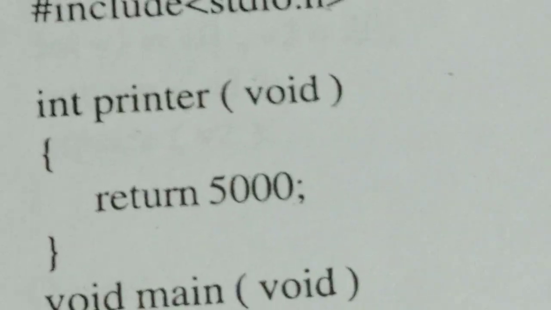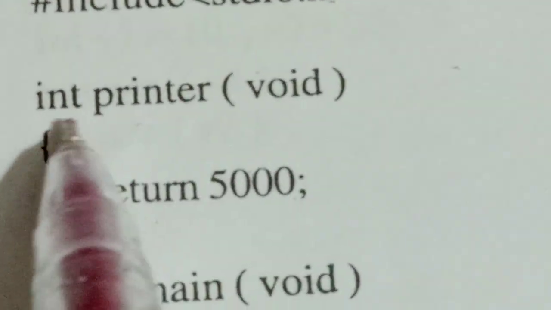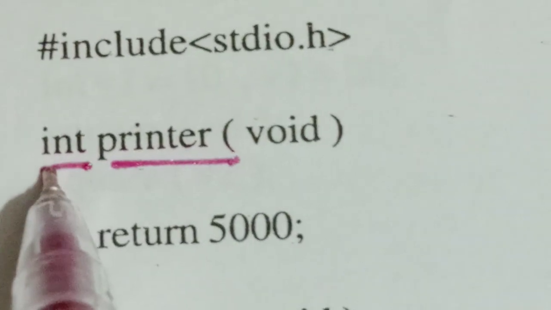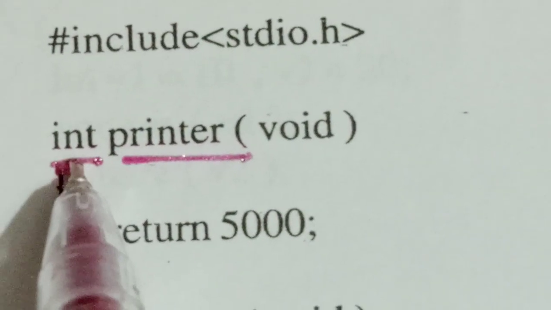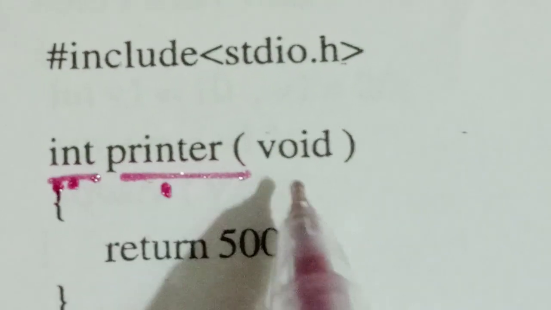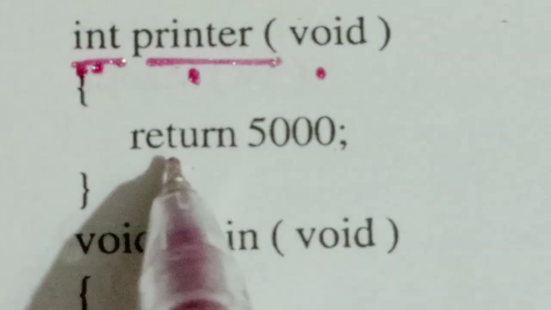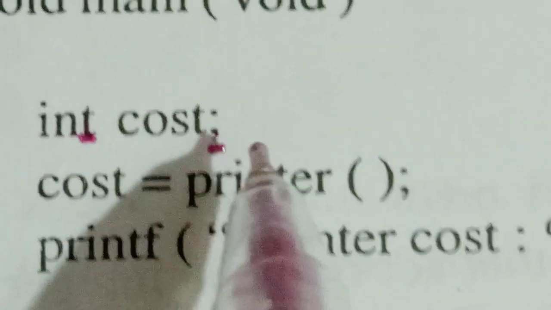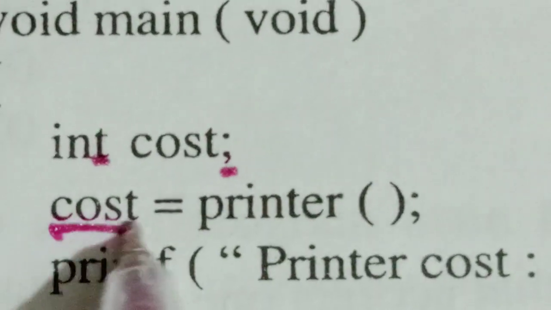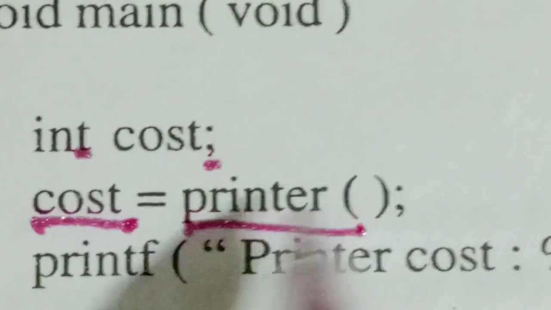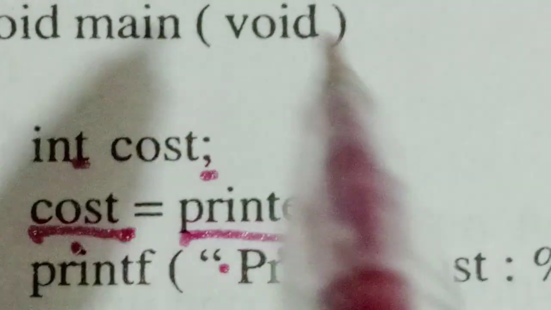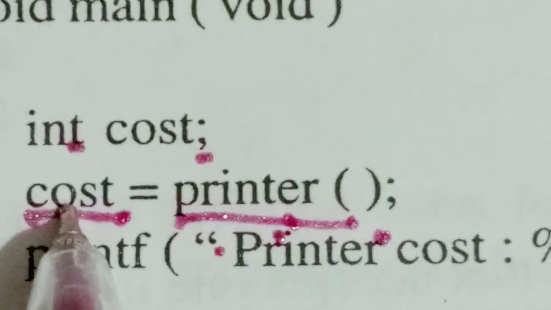Now this is the program. Here we are writing a function of type integer, that is, this function is returning an integer value. int printer void, we are returning 5000 over here. Now we will call that function inside main. int cost. If it is returning something, we have to take that value in some variable. That's why cost equals printer. We are calling that function and accepting the value in the cost variable.